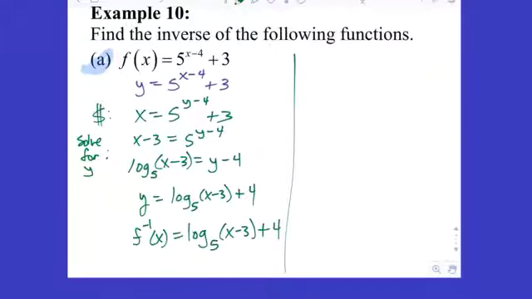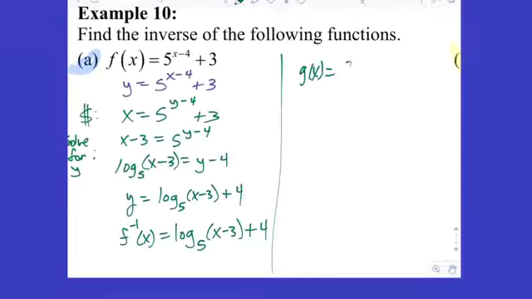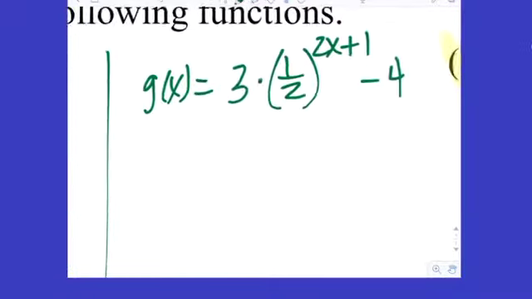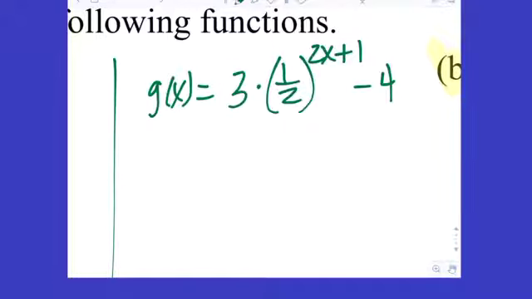Very similar here. Let's do g of x equals, and I'll throw a few more things in there. How about 3 times (1/2)^(2x plus 1), minus 4. There you go. That one has an a, a b, a c, and a d in it from the standard transformation form. So go ahead and find the inverse of this function g of x.